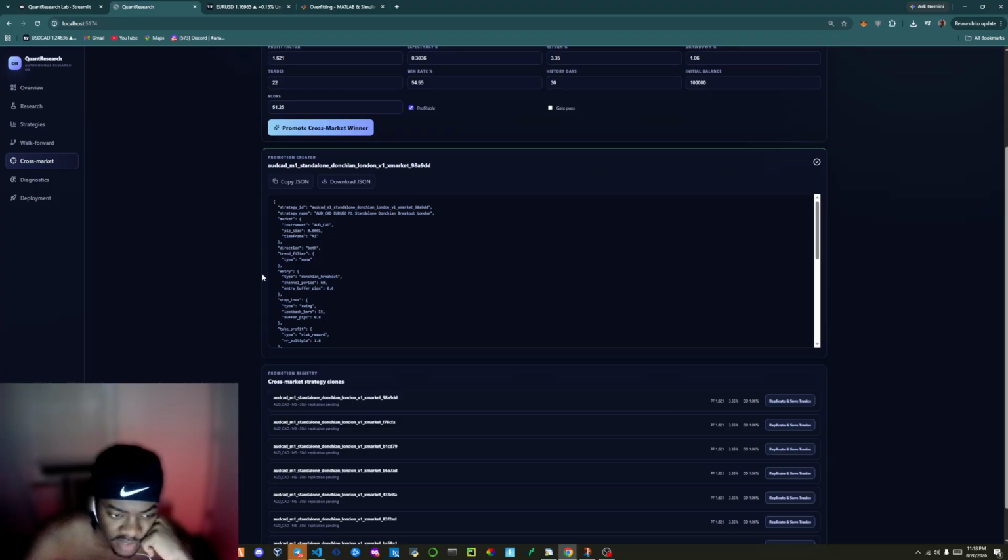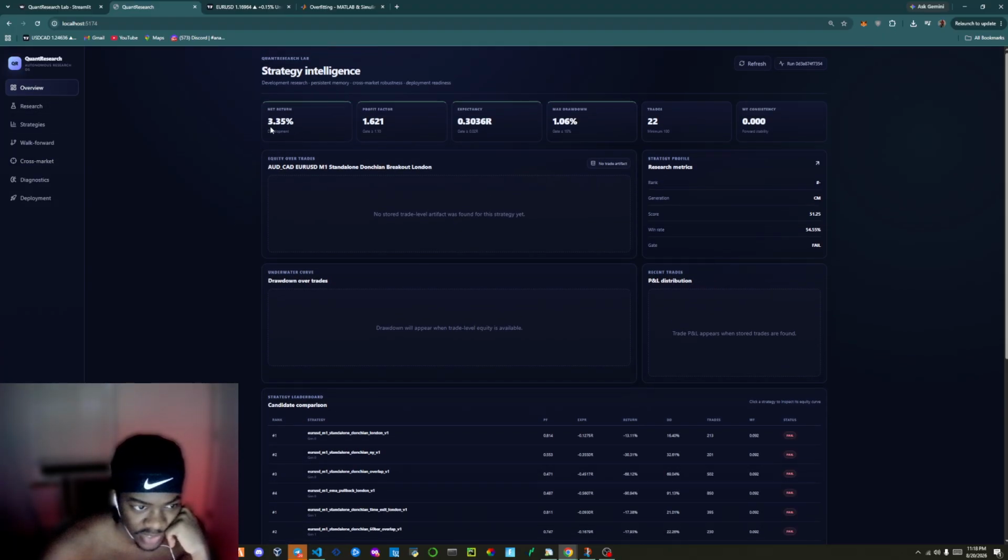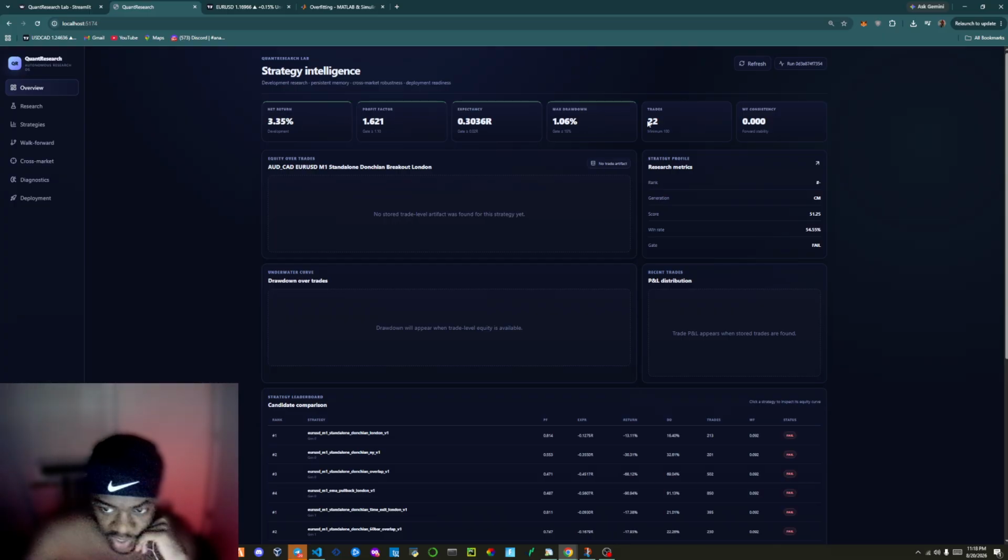Let me see if it worked. So this is our market winner right now. As you can see, 3.35 return, 1.6 profit factor, drawdown 1.06. So that's where we're at right now, and it was over the all cap, but we originally started it on the USD, right? So that's kind of the strategy, how it looks right now.